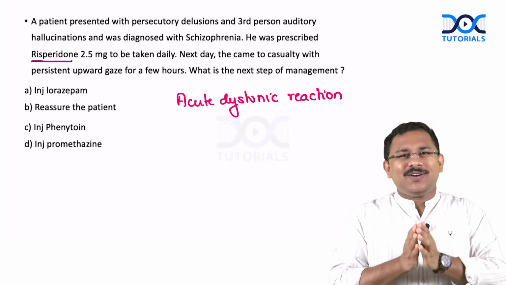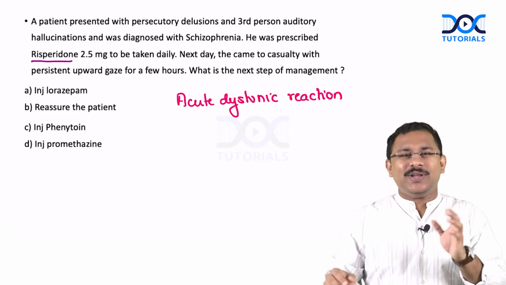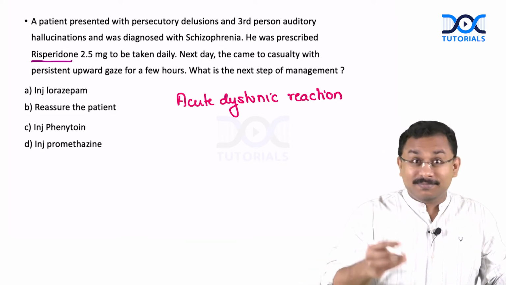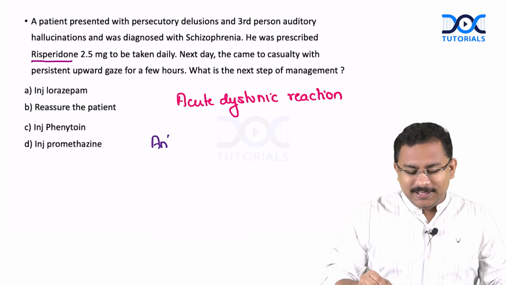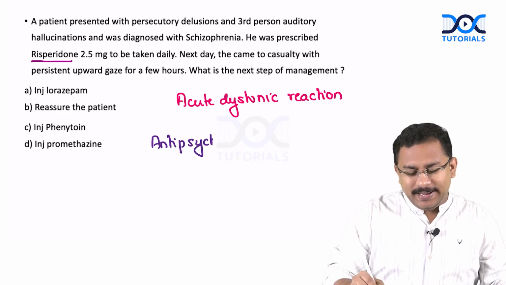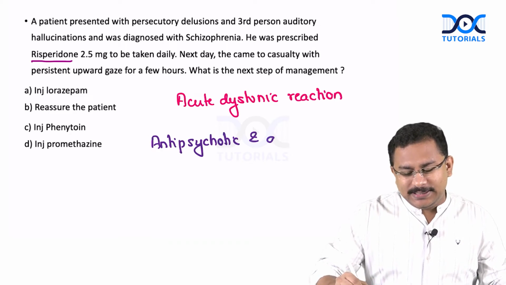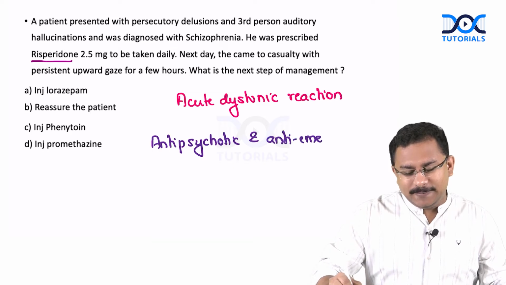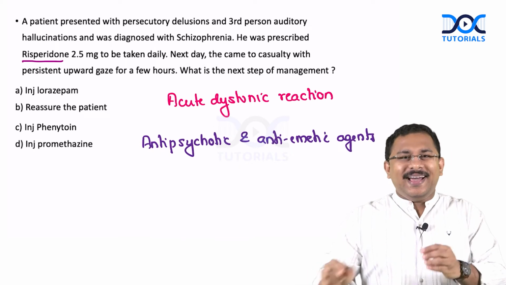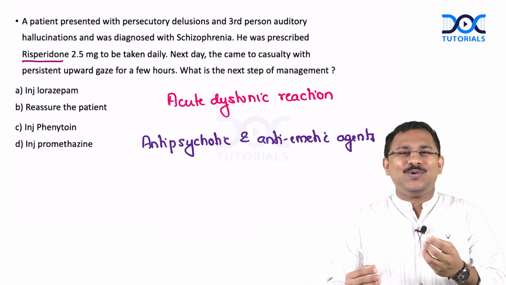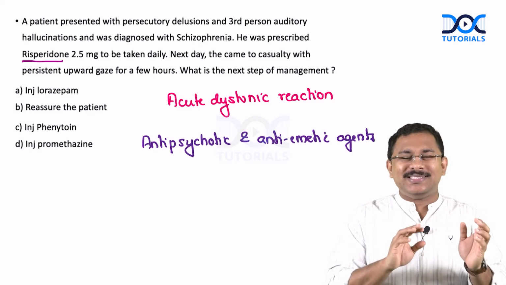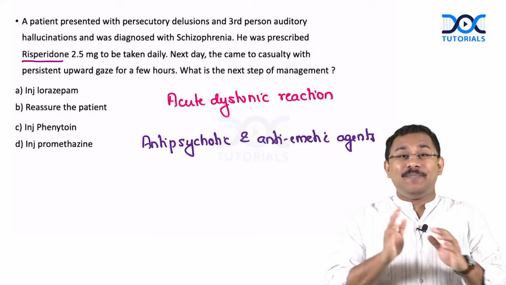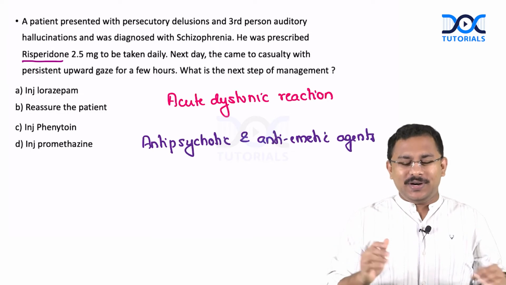Now, the most common causative agent for an acute dystonic reaction is, can you tell me what? It is antipsychotic and antiemetic agents. So it's commonly associated with antipsychotic as well as antiemetic agents. And if you ask me why this acute dystonic reaction happens, this occurs because of a dopaminergic cholinergic imbalance of the basal ganglia. So that is the etiology.